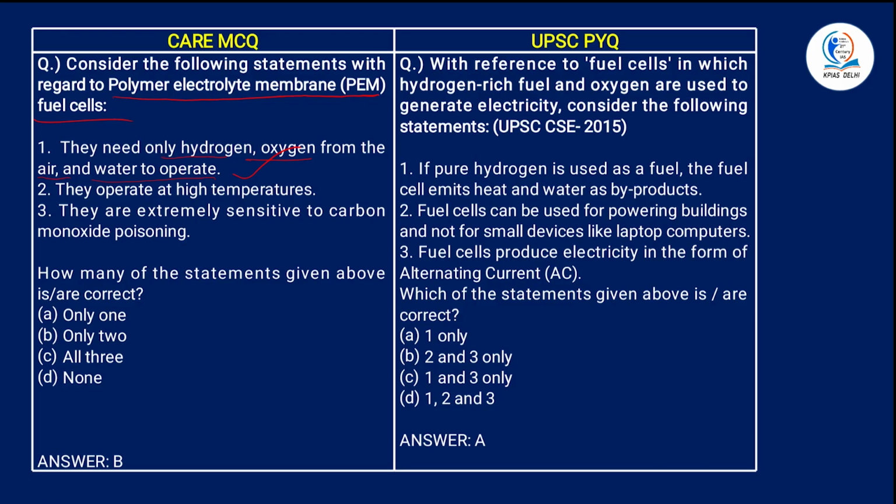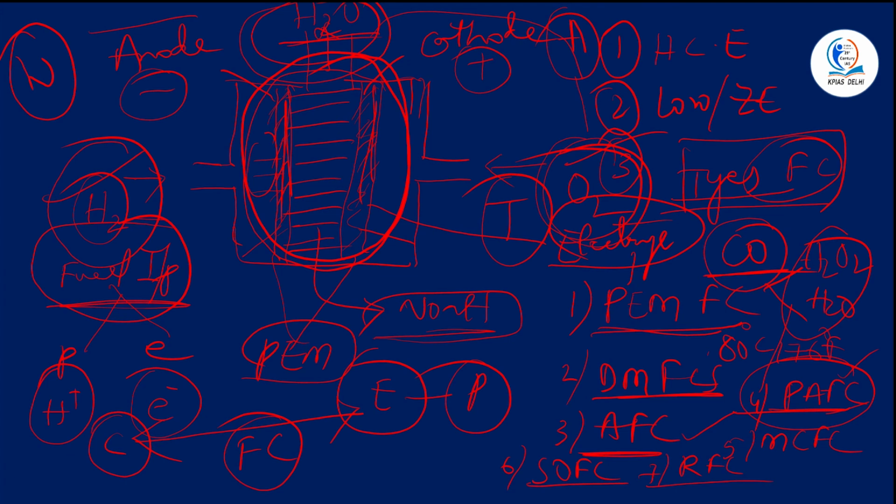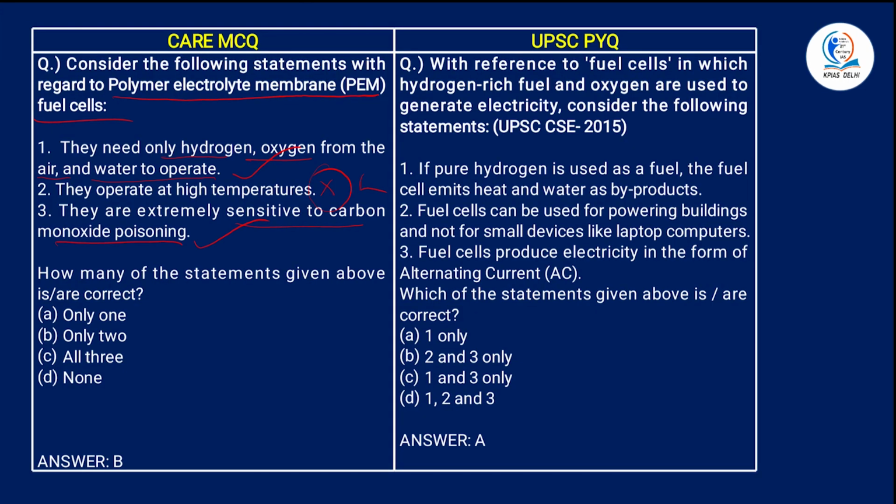They operate at high temperatures. No, as I told you, they operate at very low temperatures. They do not operate at high temperatures. So next statement, they are extremely sensitive to carbon monoxide poisoning. As I discussed, they do not tolerate any sort of carbon monoxide components. So they are extremely sensitive to carbon monoxide poisoning. This is true. So here statement 2 is wrong and 1 and 3 are correct. Only 2 statements. Answer is B.